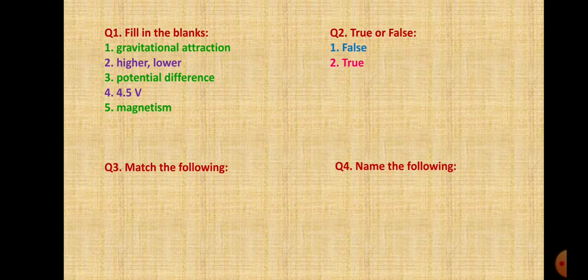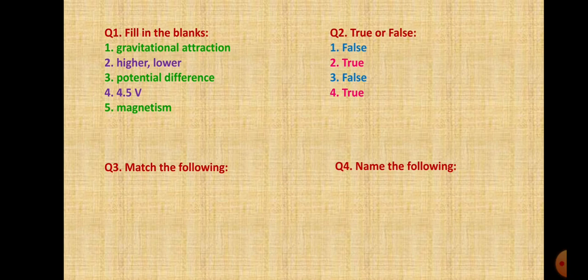The third one is, silk threads are good conductors. It is false. Silk threads are bad conductors. They do not conduct the electricity. Fourth one is, lithium ion cells are used in smartphones. Yes, it is correct that lithium ion cells are used in smartphones.